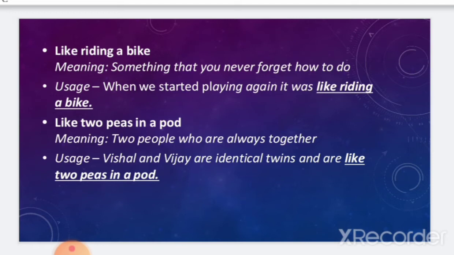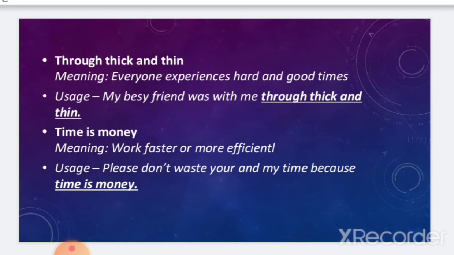Next idiom is like two peas in a pod, meaning two people who are always together. Usage: Vishal and Vijay are identical twins and are like two peas in a pod. Next sentence: through thick and thin, meaning everyone experiences hard and good times. And its usage is: my best friend was with me through thick and thin.